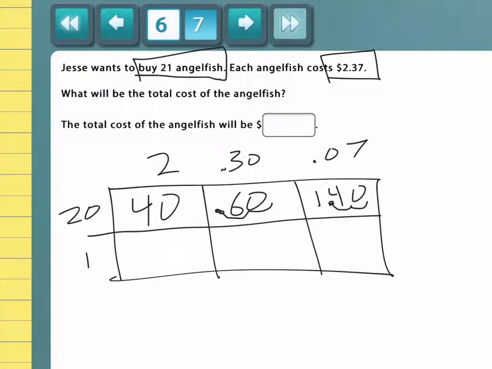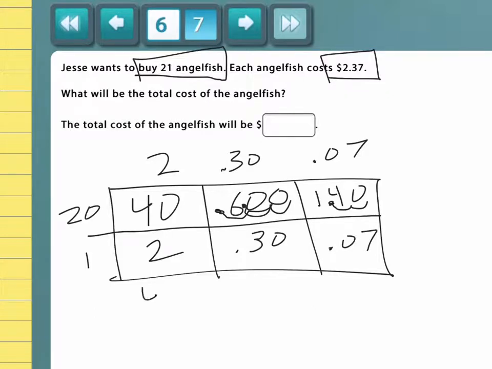And then you have, I'm sorry, this one is wrong. This was actually $6. 30 times 20 is 600, so it's actually 6, not 0.6. And then 1 times 2, 1 times 0.30, and 1 times 0.07.